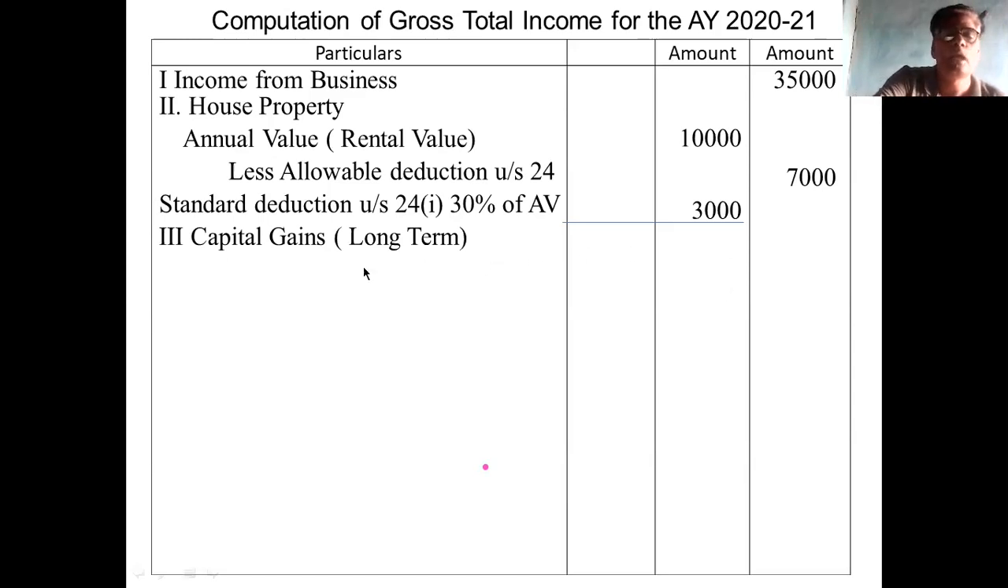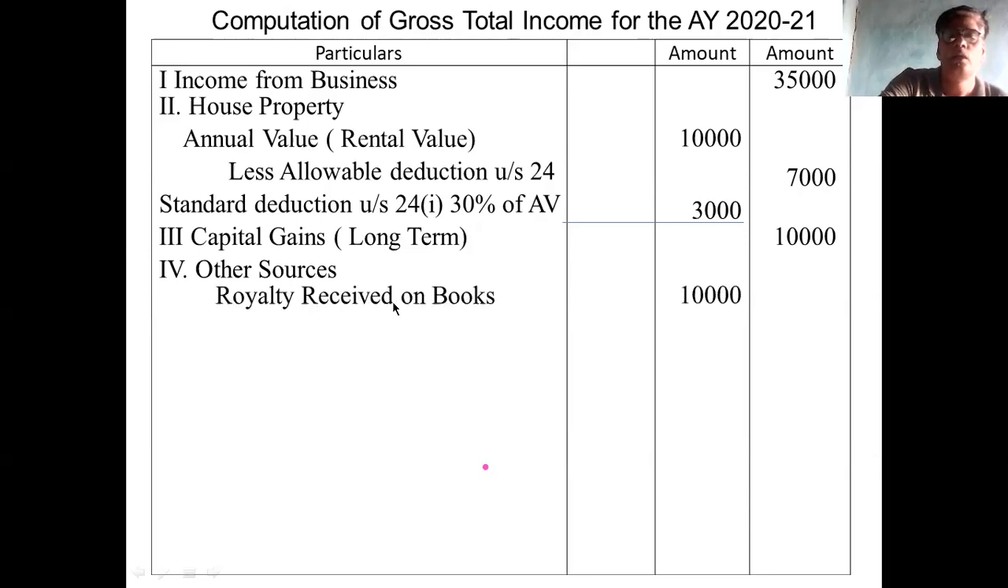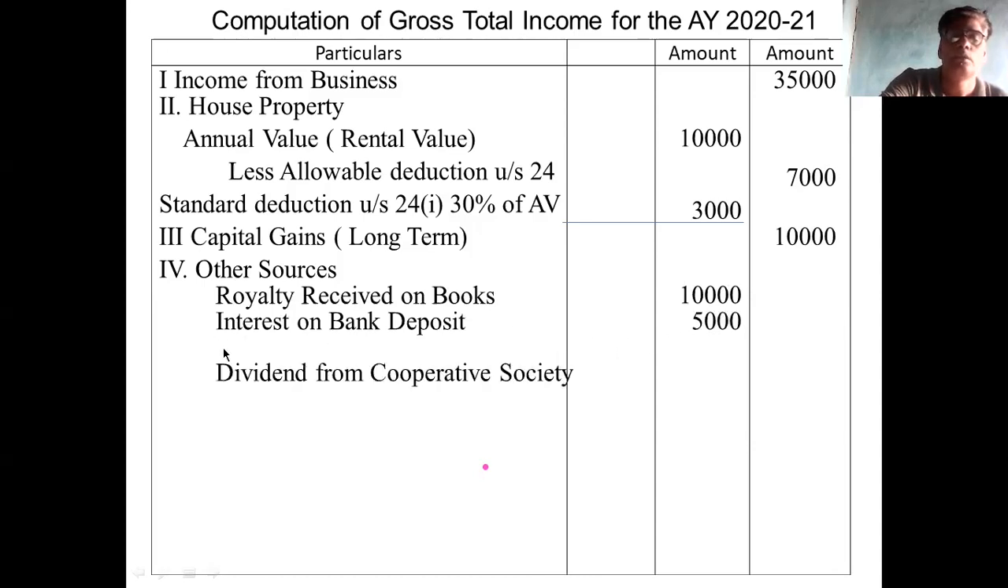Capital gain is calculated, that amount is 10,000. Okay, third point. And fourth head is other source. In the other source, there are so many items. You write all the items. First is royalty received on books, 10,000. Second is interest on bank deposit, 5,000. Third is dividend from cooperative society, 3,000. Next is rent received on tractor, 7,000.